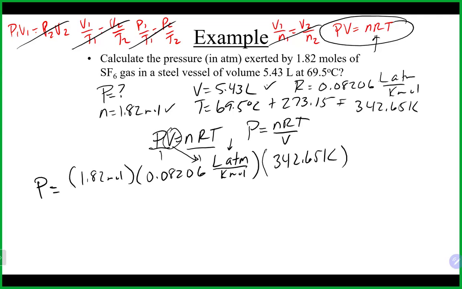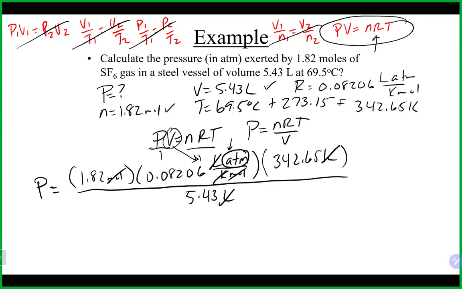342.65 Kelvin, all going to be divided by our volume here of 5.43 liters. The moles will cancel, the Kelvin will cancel, the liters will cancel. It is just going to leave atmospheres as the only unit left. So 1.82 times 0.08206 times 342.65, hit equals, divided by 5.43. That is going to give us 9.42 atmospheres as our pressure in this particular case. Any questions on that one there?